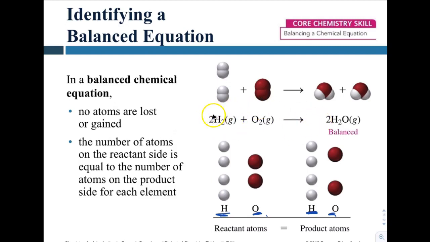And so 2 hydrogen molecules equals a total of 4 hydrogens because it's 2 times 2. And then I have 1 oxygen molecule, which is 2 oxygen atoms. And then I have 2 water molecules, which is 2 times 2, which is 4 hydrogen atoms, and 2 times 1, which is 2 oxygen atoms total. So I'm adding up the total reactants and products on both sides.